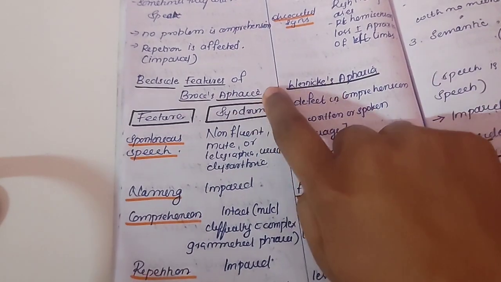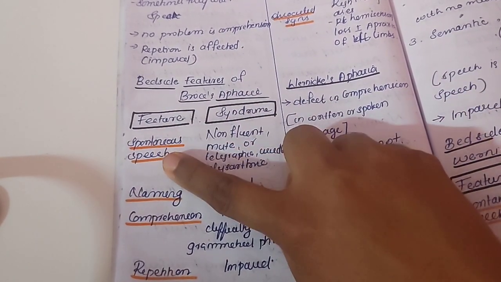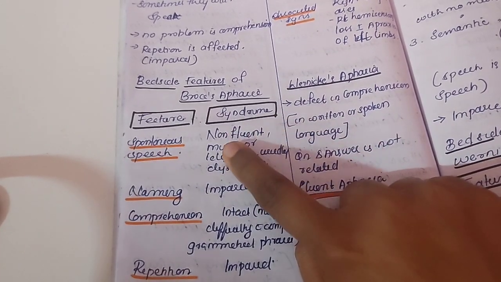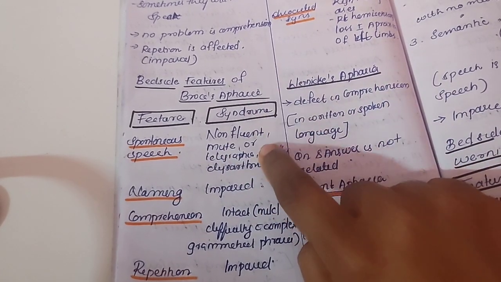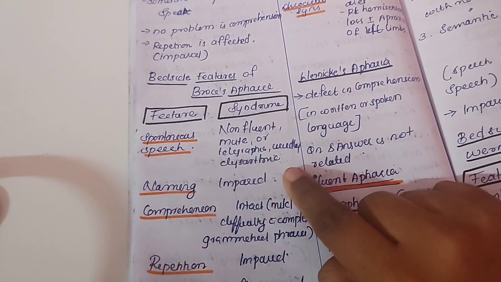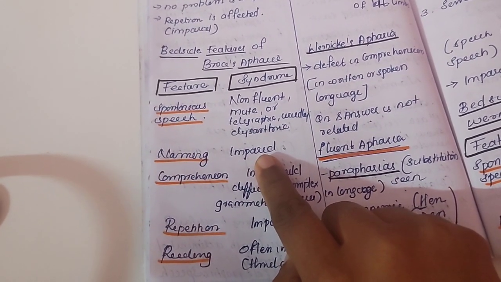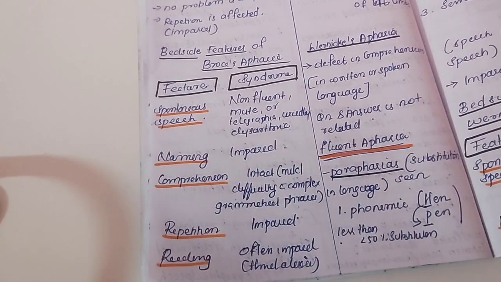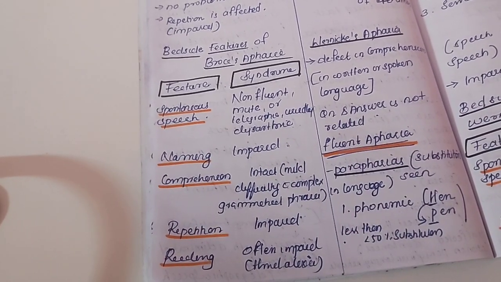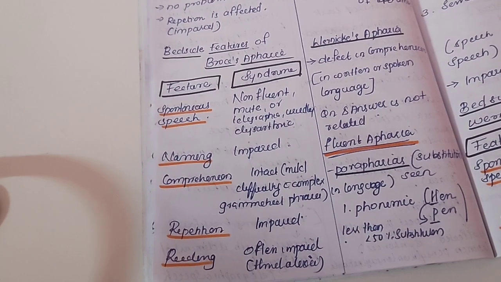So what are the bedside features of Broca's aphasia? These are the features and the syndromes. So we will be looking for the spontaneous speech. The spontaneous speech will be non-fluent. Sometimes the patient will be mute, or we can say it is telegraphic speech. Next is naming. Naming will be impaired in Broca's aphasia. But here the comprehension is intact. There is mild difficulty with complex grammatical phrases, but comprehension is intact in this case.